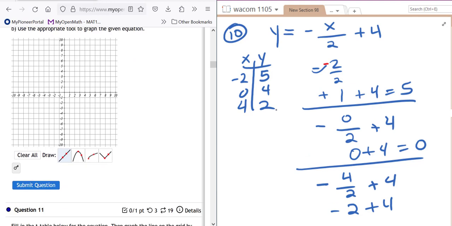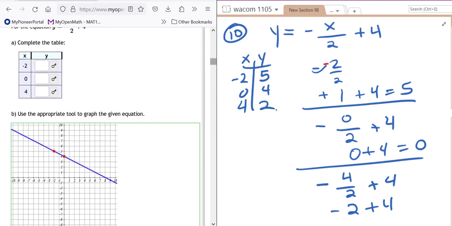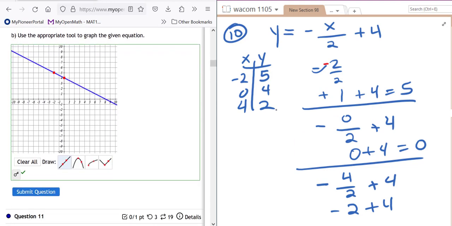This is a line. And you hit the line tool. You can only use 2 points. So we'll do the -2, 5. And let's use the 0. So don't go over, go up 4. And we'll submit. It's going to mark me wrong for the table, but it gave me green on the graph because I just looked at the answers.